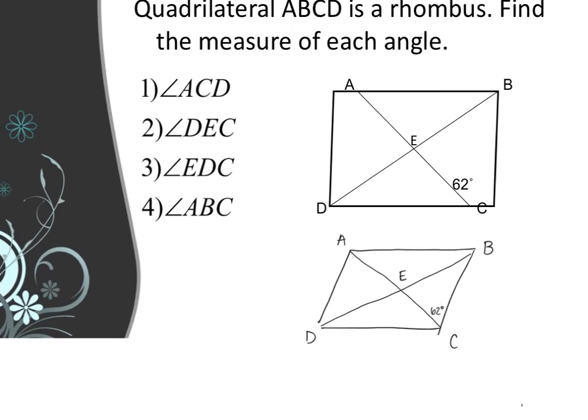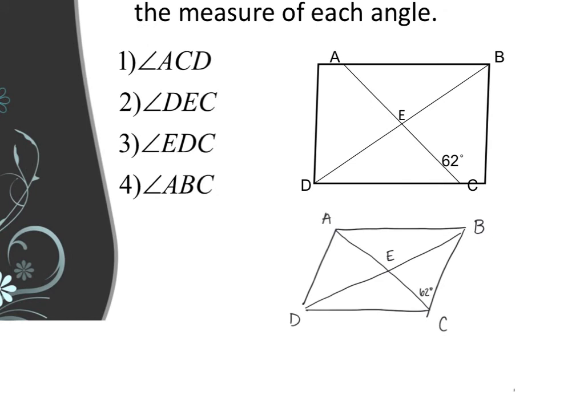The first thing that this problem asks us for is angle ACD. What do you guys think that angle needs to be? Very good, Teresa. 62 degrees. Why? Because of the rhombus opposite angles theorem. Good. That diagonal from A to C cuts angle C and angle A completely in half. So if one side is 62, the other side must be 62.